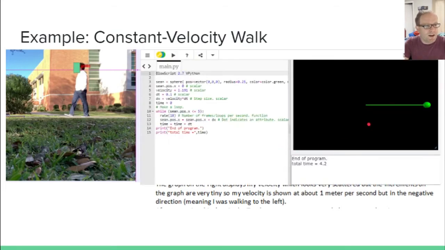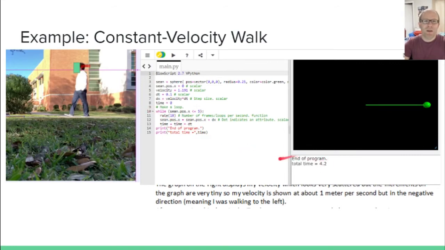Here they have to recreate this motion in VPython. You'll notice that this student forgot to assign a negative sign to the velocity, so this ball is moving to the right while the student is moving to the left, but they end up with roughly the same amount of time.